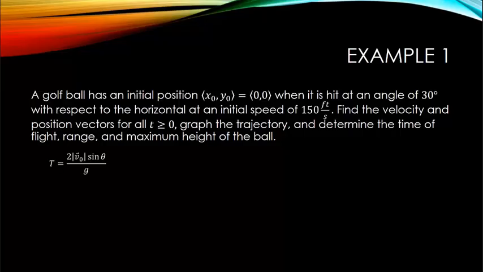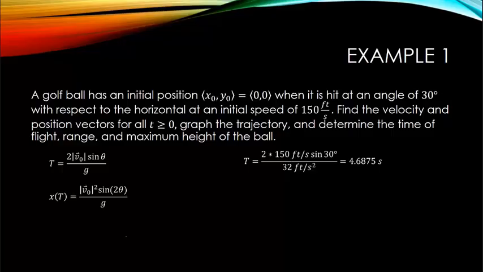Now I want to find the time of flight. Capital T is equal to 2 times the magnitude of the initial velocity times the sine of theta over g. This means that I'm taking 2 times 150 feet per second times the sine of 30 degrees divided by 32 feet per second squared. I put the units in so that we can see that everything except the unit of seconds will cancel. This gives me a total time of flight of about 4.6875 seconds.